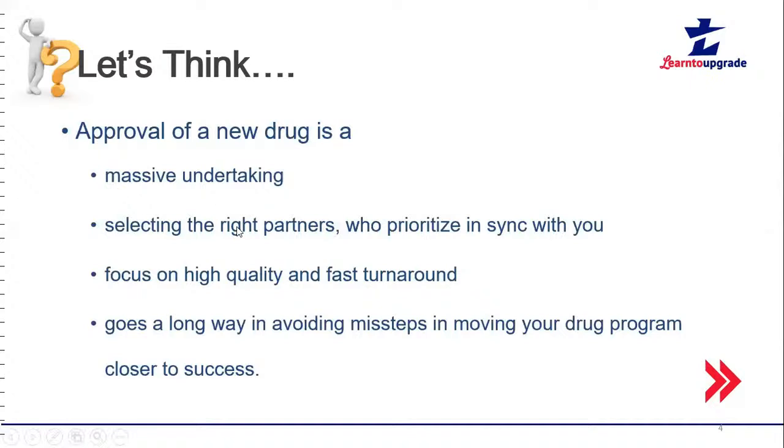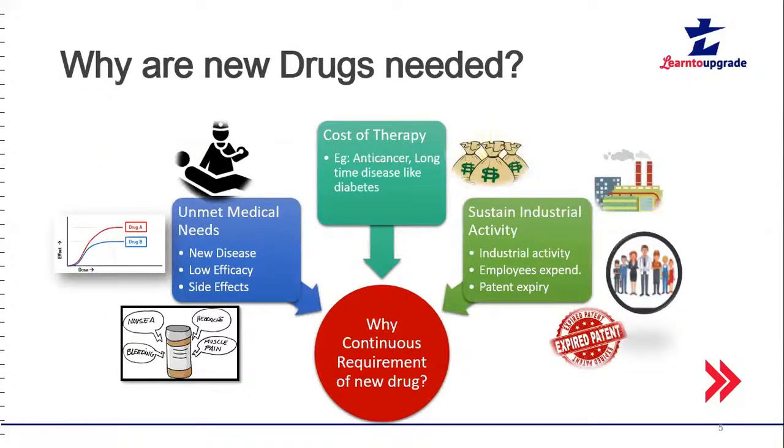So the answer is basically we can take our entire answer in these main buckets: unmet medical needs, cost of therapy, and sustained industrial activity. These are the important buckets in which I can provide my answer. The first one is new disease, low efficacy, side effects. That means new diseases are going to come on and on. We cannot restrict them.